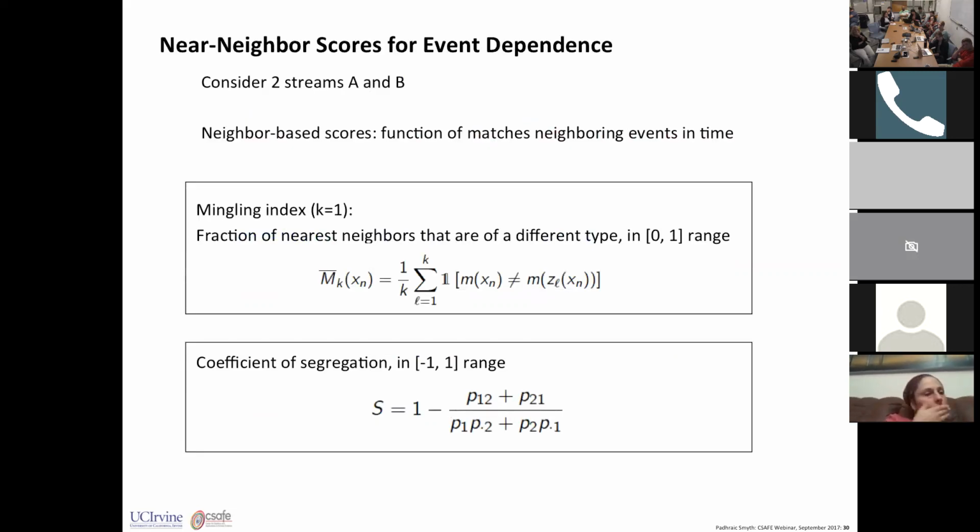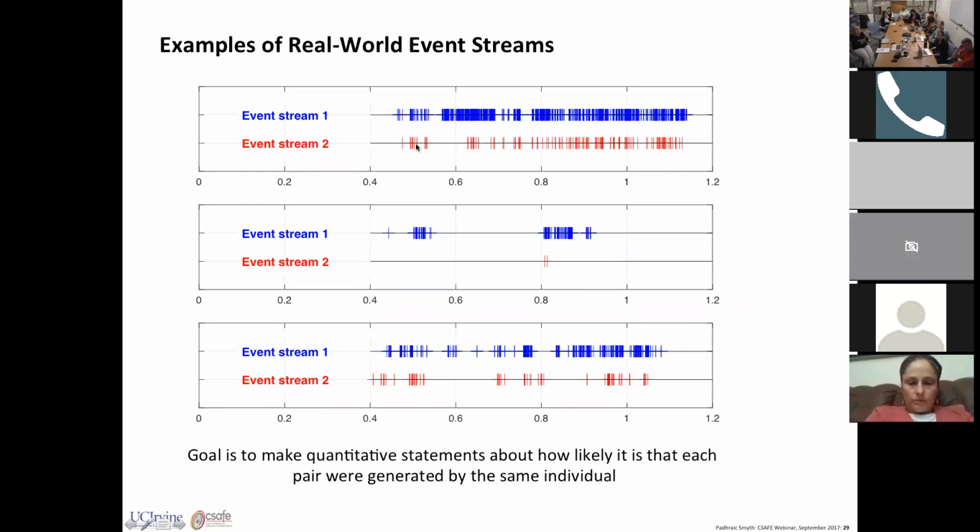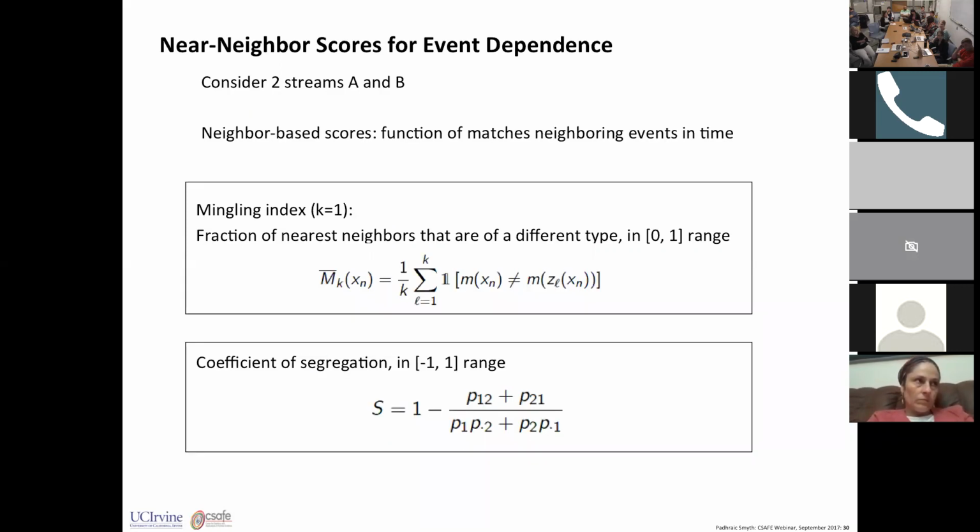So one method we can use for marked point processes is these nearest neighbor scores. I'll go through this fairly quickly since we've talked about it before, but we have 2 streams A and B. There's something you can compute called the mingling index. If we take k equals 1, it's just the fraction of nearest neighbors that are of a different type. So if we go back here and take the red dots, the red times, and we look up in the blue stream, which, on average for each red event, is it closer to a blue event or to another red event? And that will give us some information about essentially association.